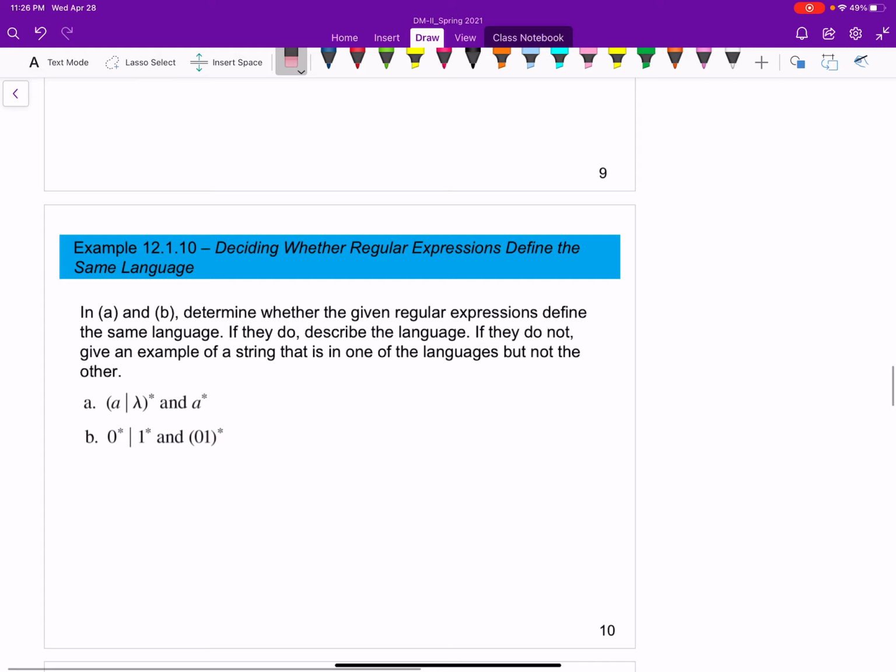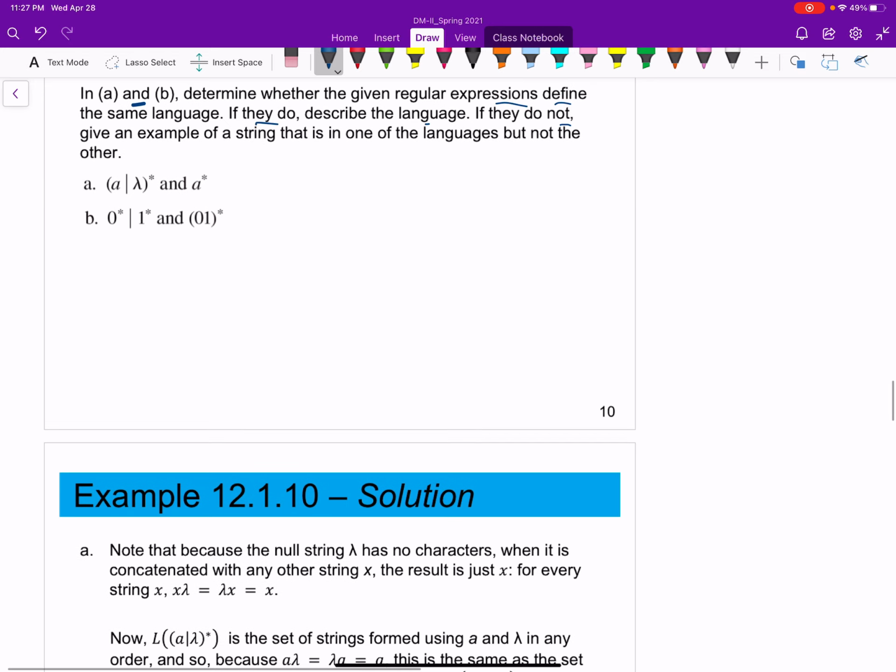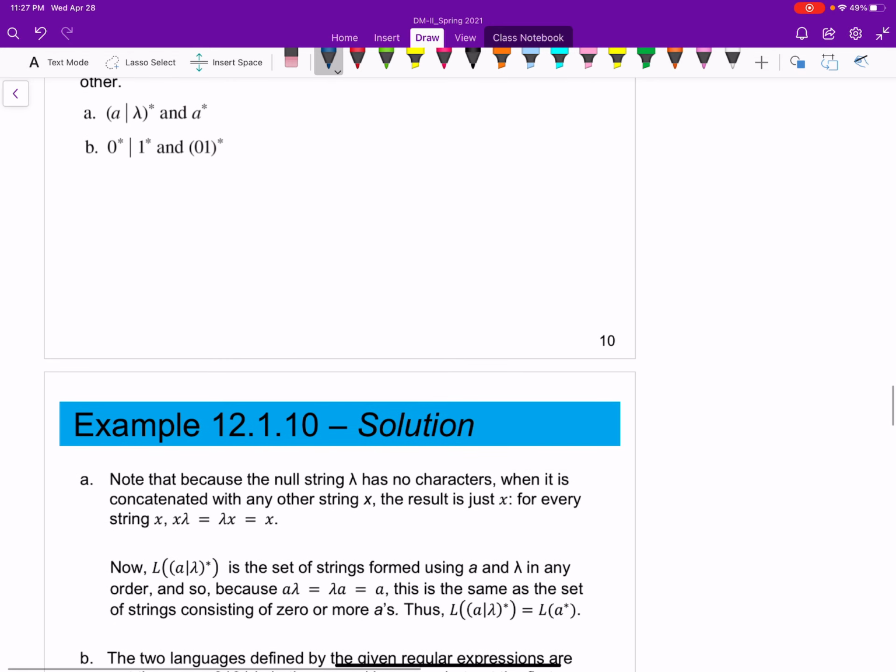All right, so let's move to the next example. Example 12.1.10. In A and B, determine whether the given regular expressions define the same language. If they do, describe the language. If they do not, give an example of a string that is in one of the languages but not in the other language. All right, so let's move to the first part.